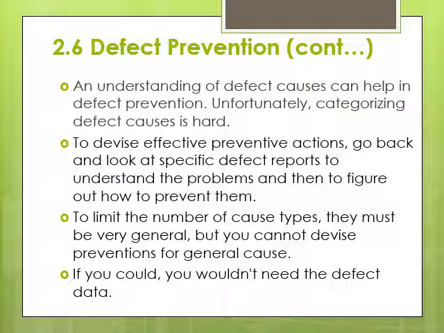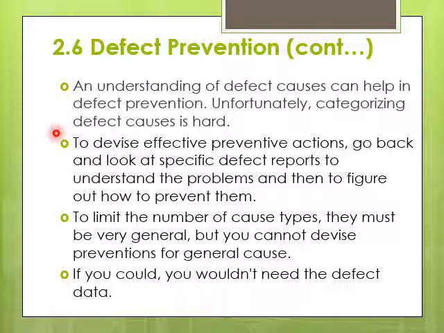So an understanding of defect causes can help in defect prevention. Unfortunately, categorizing defect causes is hard. You can gather data on more than, for example, 3,000 defects, and categorize every one in terms of both the defect type and the cause.